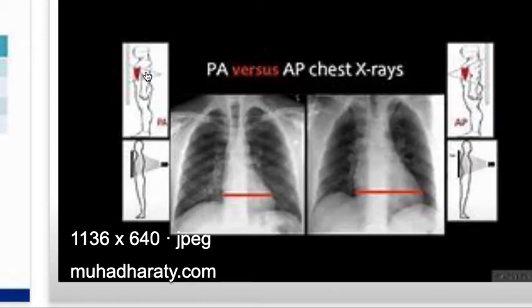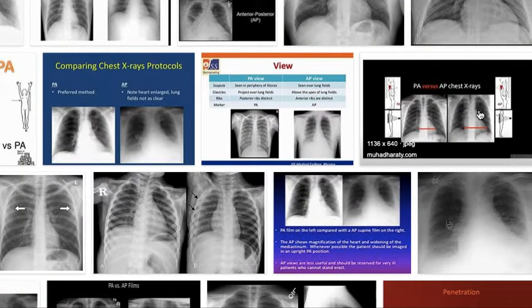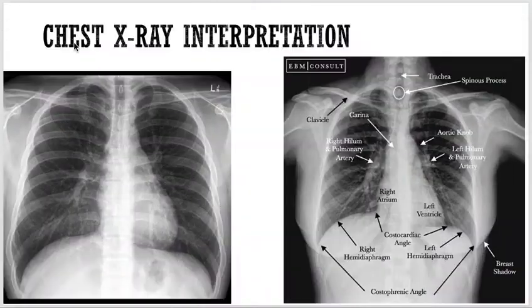See, in PA view, the heart is towards the film, so the shadow will not be so big, but here the heart is away from the film, so the shadow will be big. So remember, whenever you are interpreting an AP view X-ray, never comment on the heart shadow, because it will be magnified.